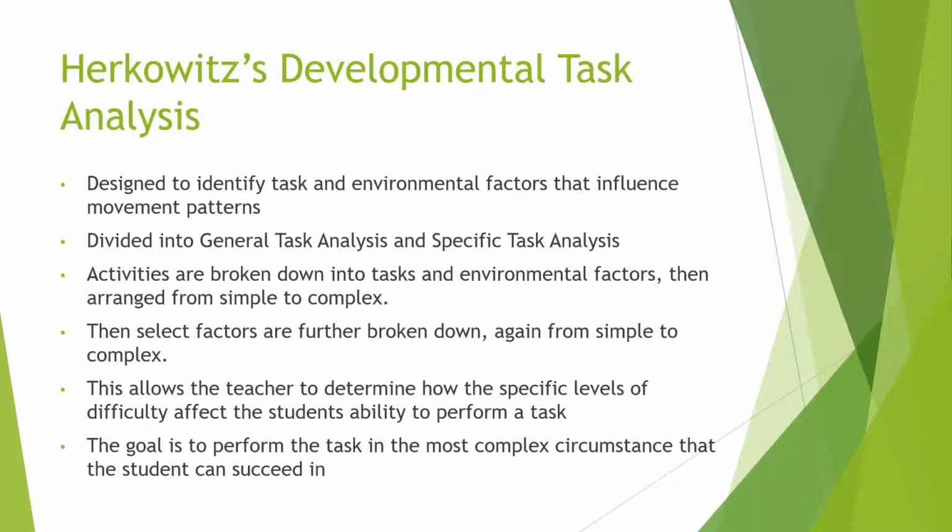The activities are broken down into tasks and environmental factors, then arranged from simple to complex. Then selected factors are further broken down, again from simple to complex. This allows the teacher to determine how the specific levels of difficulty affect the student's ability to perform a task. The goal is to perform the task in the most complex circumstance that the student can succeed in. Examples of categories are size, weight, speed, predictability of trajectory, length of striking implement.